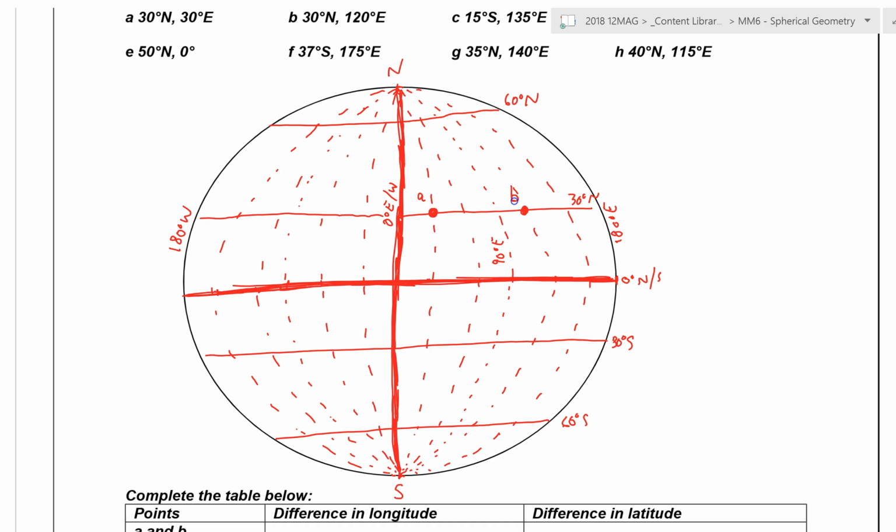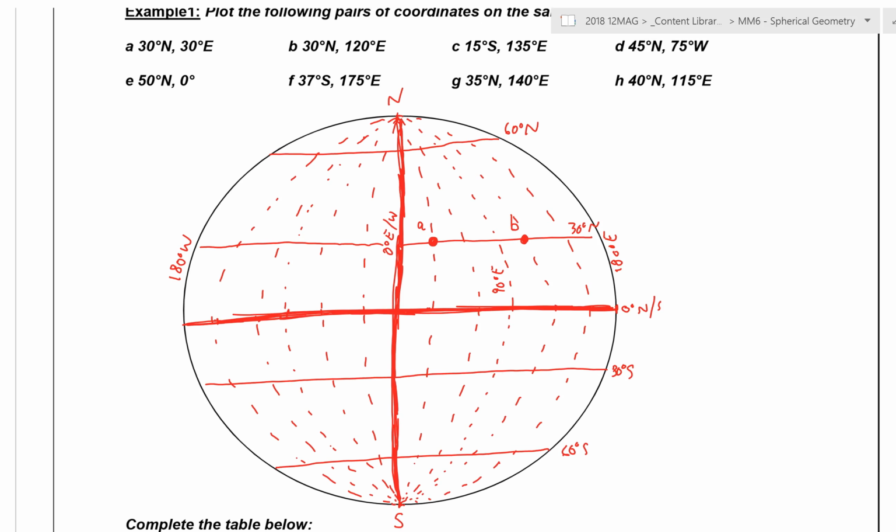Got A and I've got B labelled there. C is at 15 south, okay, so somewhere around here, and 135 east. Right, so again east, here's my 90, 120, 135. So I reckon I'm about here for C.